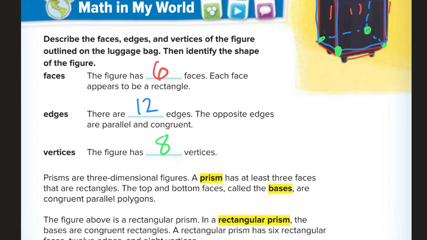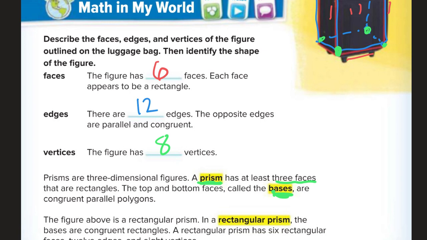Okay, so this says next, prisms are three-dimensional figures. A prism has at least 3 faces that are rectangles. The top and bottom faces are called the bases, and they are congruent parallel polygons.